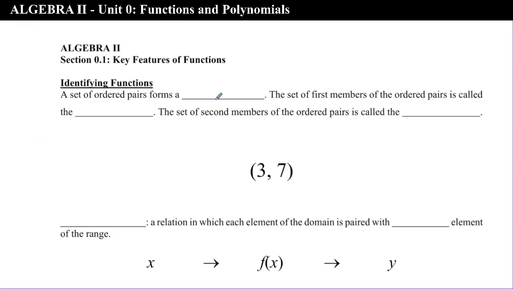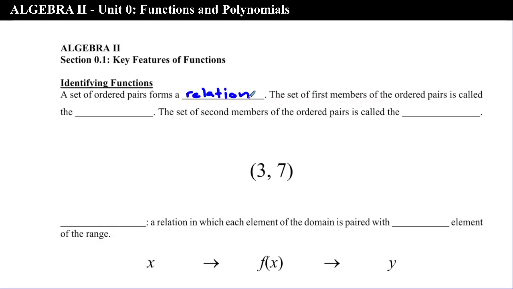A set of ordered pairs, so we know what a set of ordered pairs looks like. We've got one right here in front of us, (3, 7). 3 is our x-coordinate, 7 is our y-coordinate. We can graph that point on a graph. If we have a set of these, so we have 2 or more of these, then we have a set of ordered pairs that forms a relation.